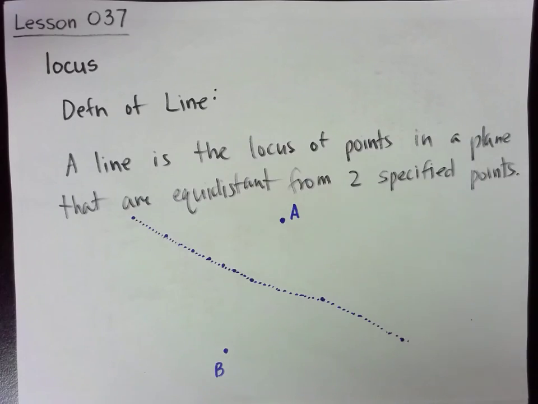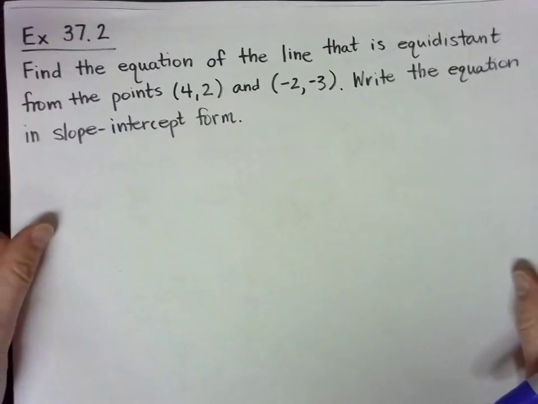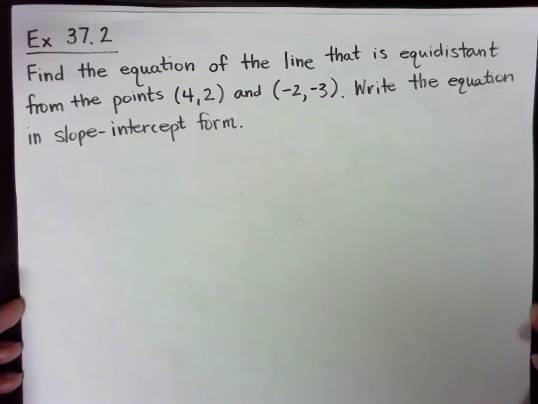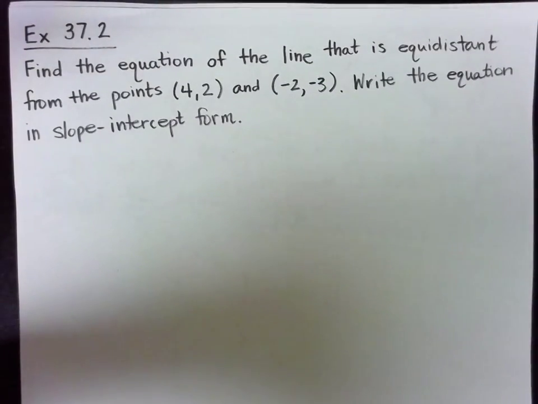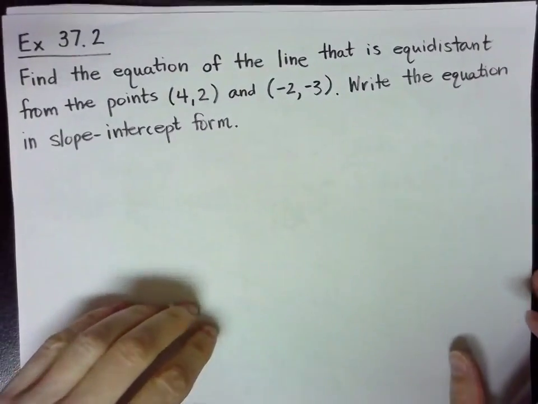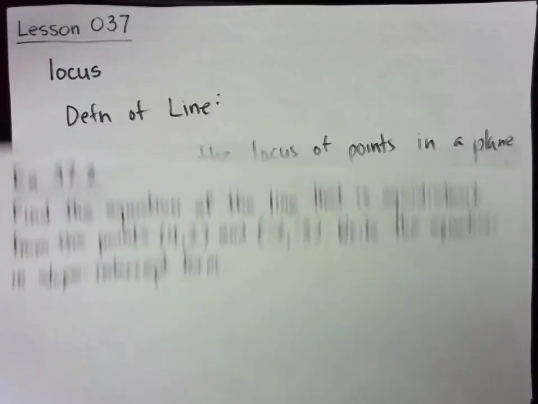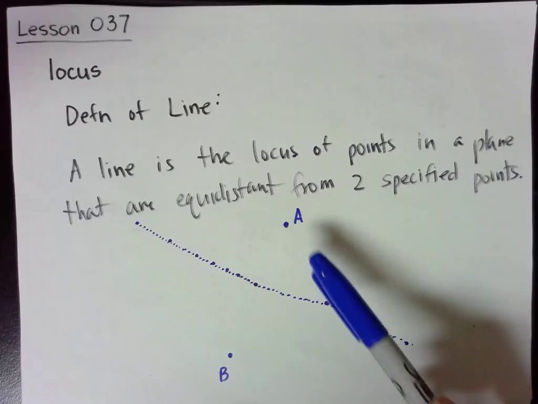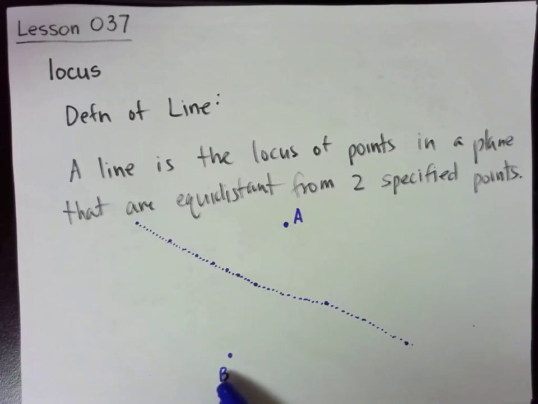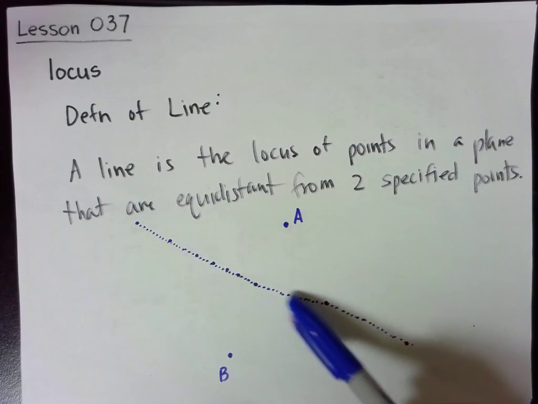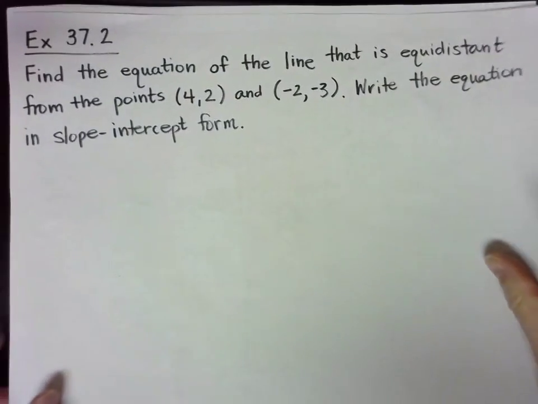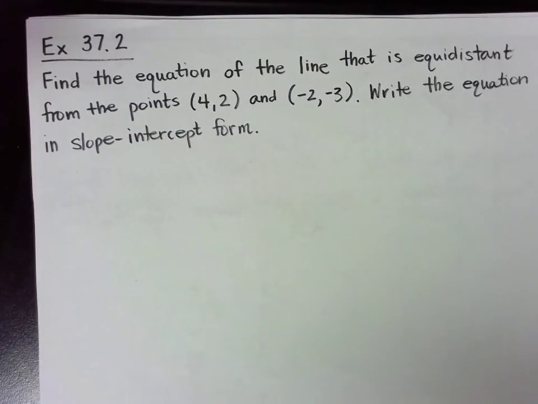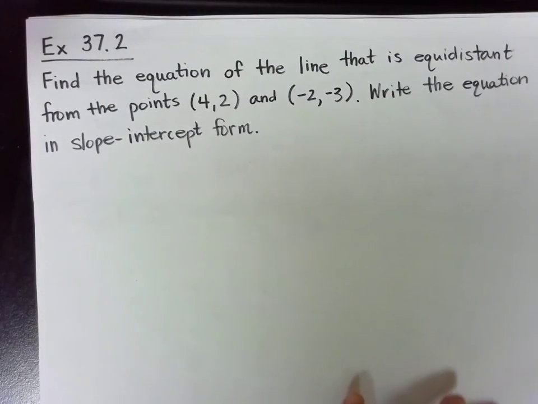Now that is helpful when we have problems like example 37.2, where it says we need to find the equation of the line that is equidistant from the points (4, 2) and (-2, -3). And we need to write that equation in slope-intercept form. So really what we have is basically the same picture, but this A is (4, 2) and this B is (-2, -3). So we know that there's some line that's equidistant from those two points. So how exactly would we find the equation of that line?